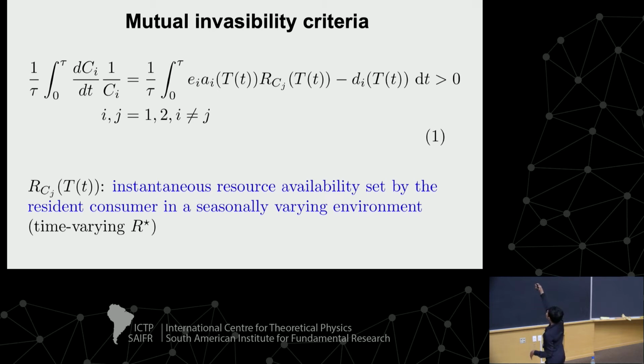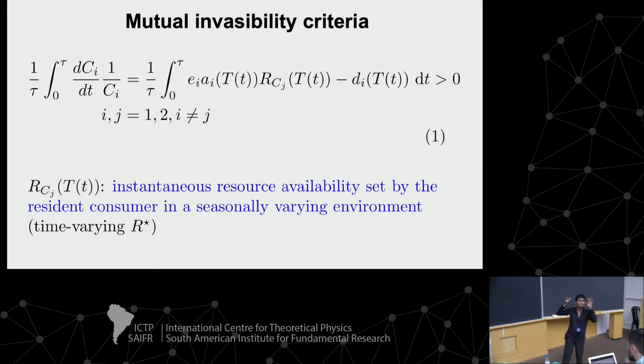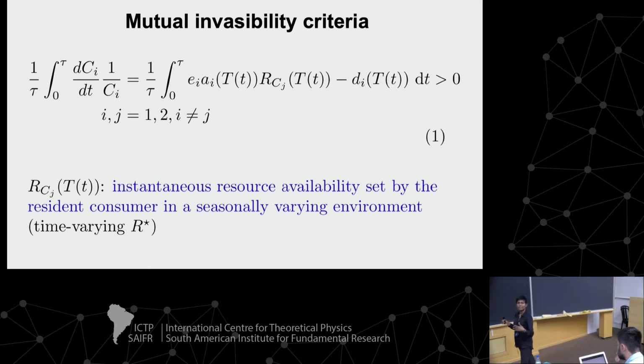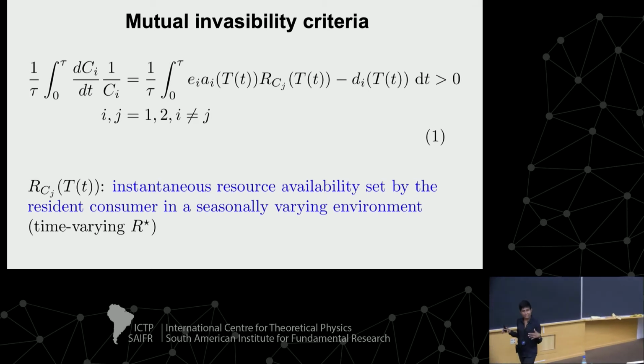But this quantity, I want you to focus on this quantity, which is the instantaneous resource availability set by the resident consumer in a seasonally varying environment. You could, in a gloss-over type of way, say that it's a time varying R star. But it's just the instantaneous one. So you realize what this invading consumer has to contend with.